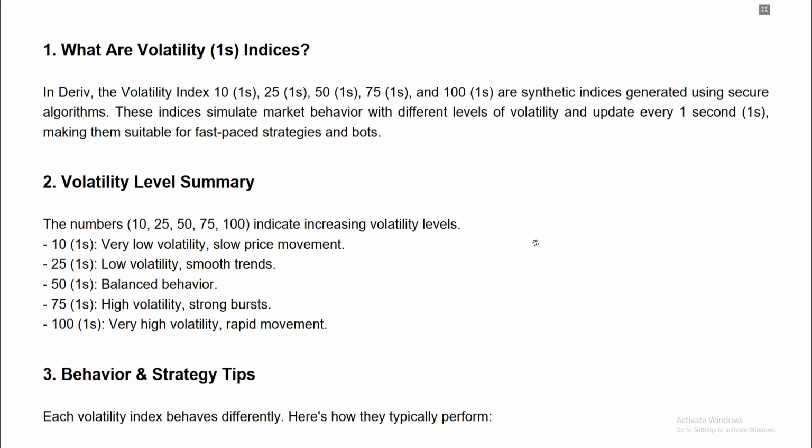Many traders usually like to trade volatility 75, especially in the MetaTrader. And then we have volatility 100 1S. Volatility 100 1S is very high in volatility. The movement of the chart is so high, and it has a very rapid movement. The rapid movement in volatility 100 1S is off the charts. So that is basically the difference between 10 1S, 25 1S, 50 1S, 75 1S, and 100.